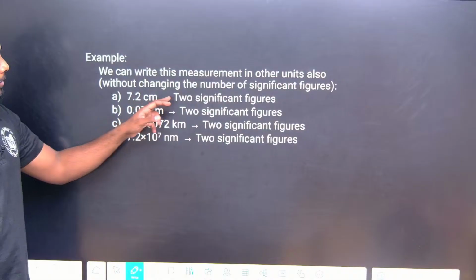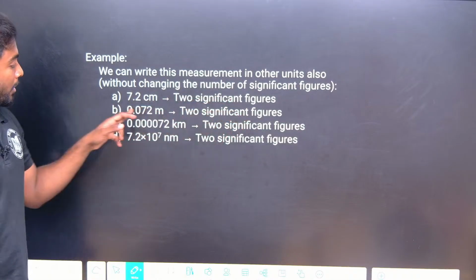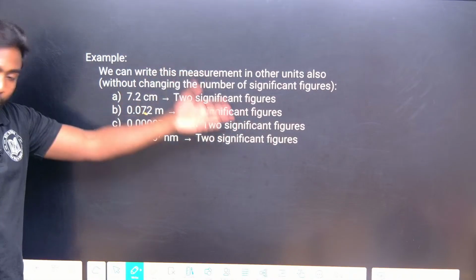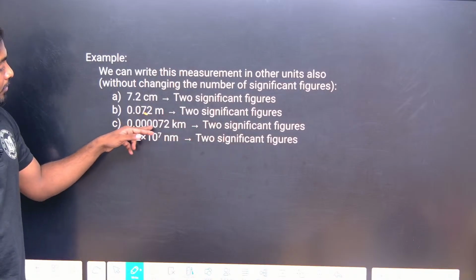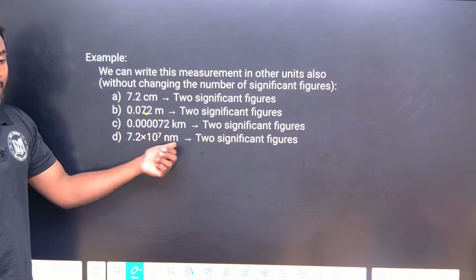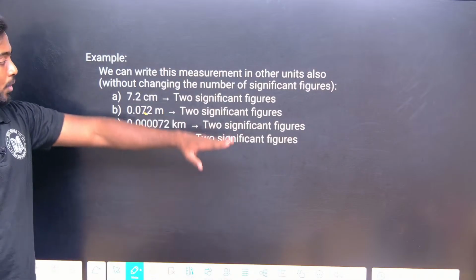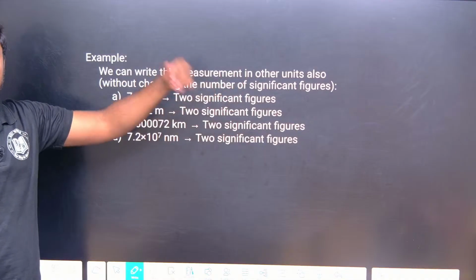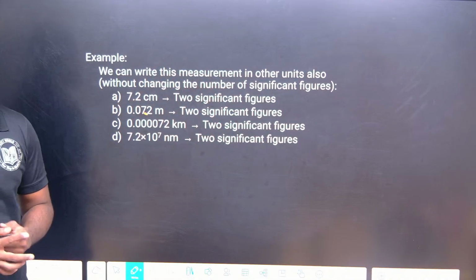7.2 centimeter, 2 significant. 0.072 meter, 2 significant. 0.00072 kilometer, 2 significant. 7.2 into 10 power 7 nanometer, 2 significant. So if I change the unit, the significant figures don't change.